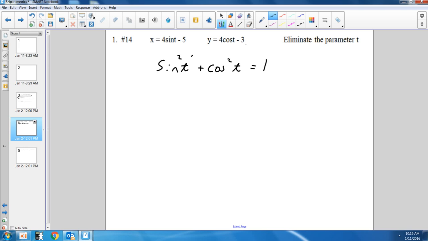Well, on this equation right here, sine t is what I solved for. So to get sine t, I'm going to add 5 and divide by 4. When I add 5, I get x plus 5 divided by 4 is equal to sine t. And if I did the same thing on this one, solving for cosine t, I add 5 and divide by 4.